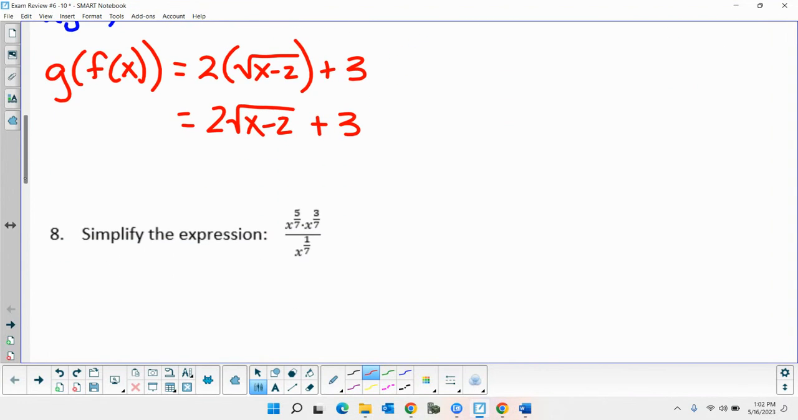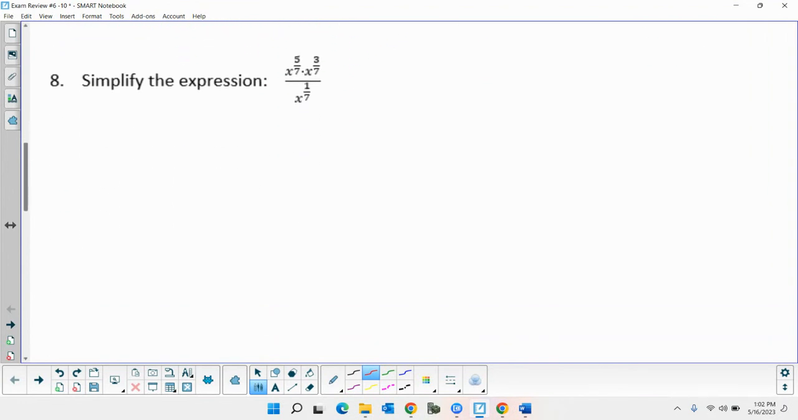Okay, let's try number 8. Those exponents are 5/7 and 3/7 in the top and 1/7 in the bottom. It's kind of small, but you guys have it in front of you too, right? So think about your rules for exponents with multiplying and dividing. Think about what you have to do to simplify that.